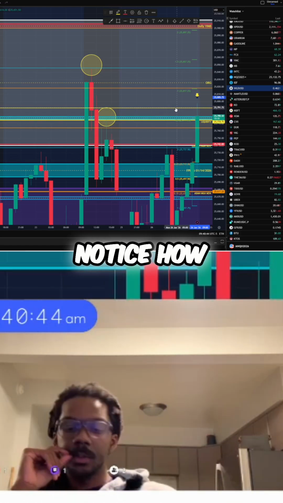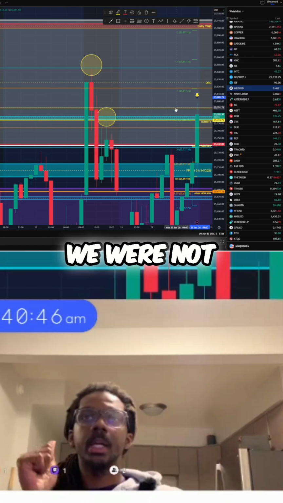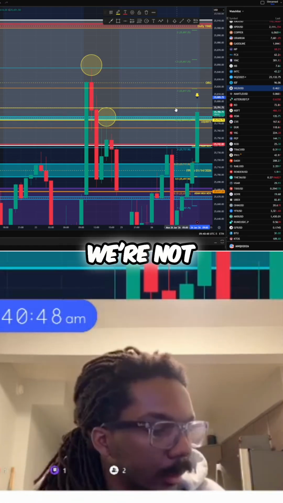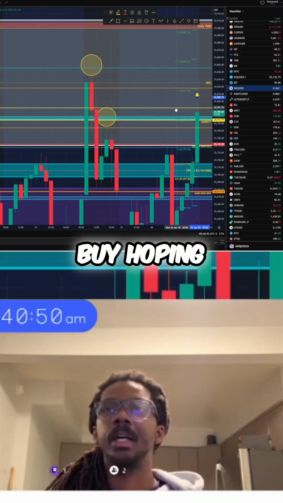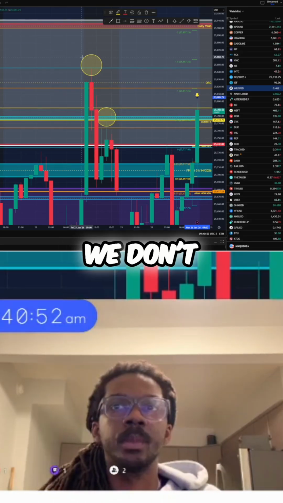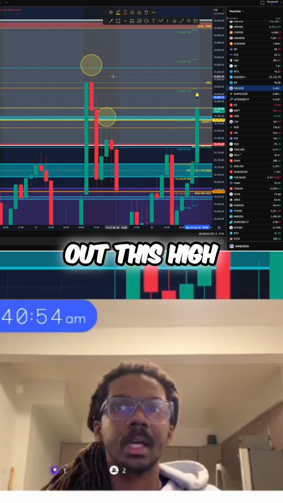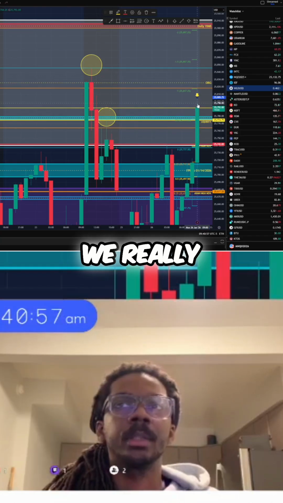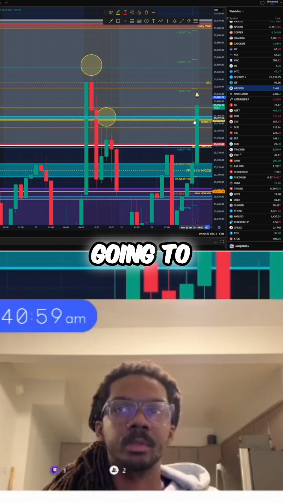Notice how we didn't take a trade, but we're not inside of a choppy market. We're not over leveraged trying to take the buy hoping that it's going to go higher. We don't know if it's going to go up here and take out this high just yet. We really need to see how this 1 hour candle is going to close.